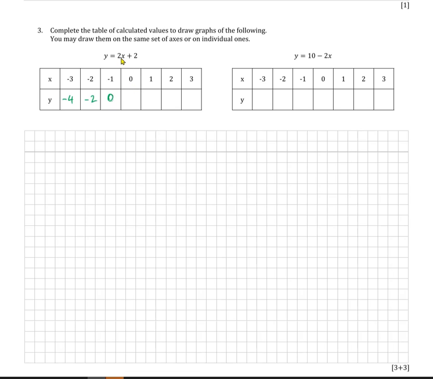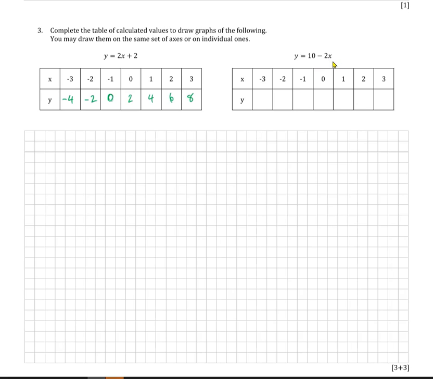Substitute 0 into here, so 2 times 0 is 0, plus 2 gives me 2. 1, so 2 times 1 plus 2 is 4. 2 2's are 4, plus 2 is 6. And then 3 into here, so 3 2's are 6, plus 2, which equals 8. Now before I draw the graphs, I'm going to work out this one here.